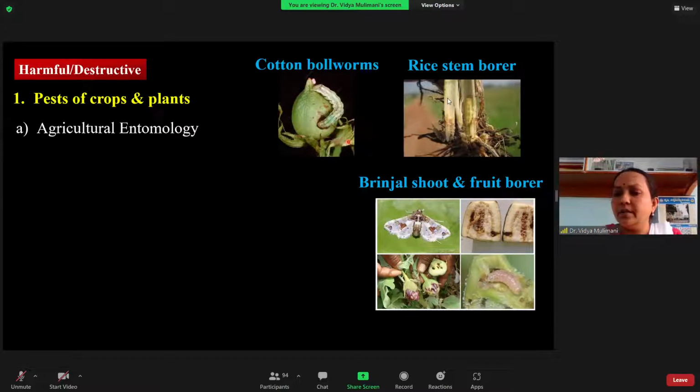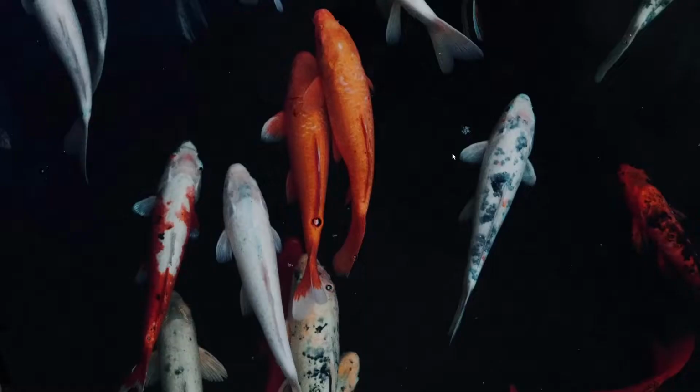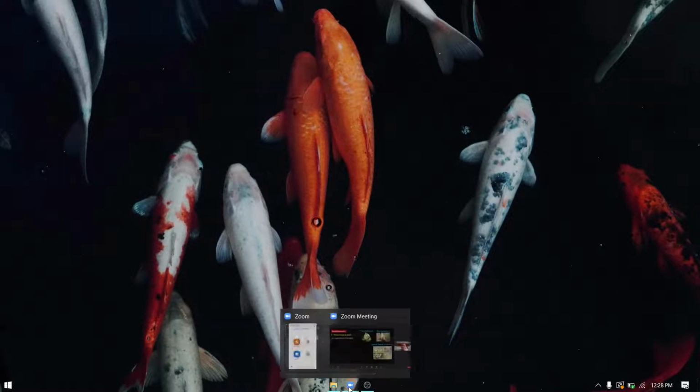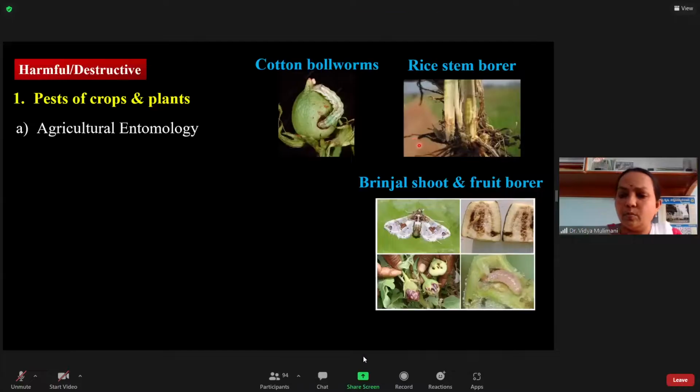In the cotton ecosystem, we have the bollworms. In case of rice, or you can look at maize and sorghum, all of them have borers as the major pest. That is the rice stem borer. Here I am referring to rice. So rice stem borer, maize stem borer, sorghum stem borer we have. Those are the examples for agriculture entomology.